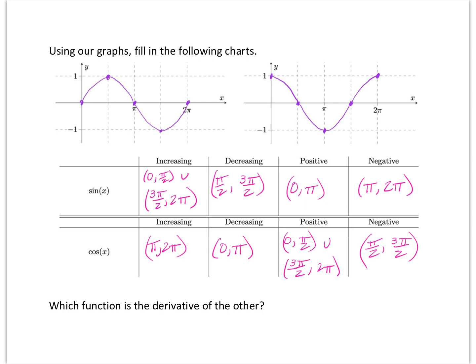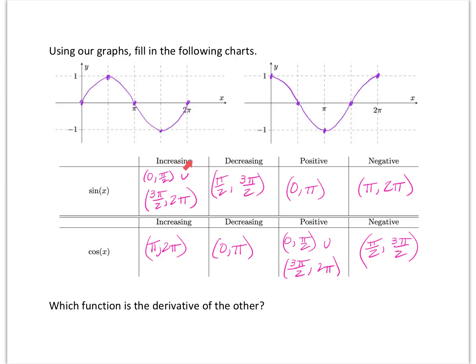So let's look at, I see some overlap here. Like when sine is decreasing from pi over 2 to 3 pi over 2, cosine is negative there. And we know that that is a relationship between a function and its derivative. When a function is decreasing, the derivative is negative.